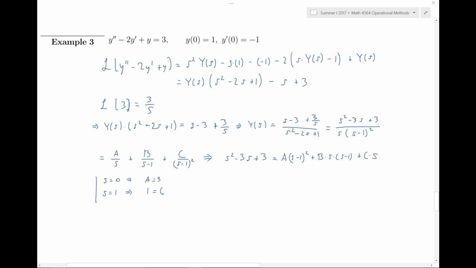And the last thing is to find b. And we can find b by plugging in something easy into s. So if we plug in s equals 2, then this will result in the equation 4 minus 6 plus 3, so it's going to be 1 equals a times 1 squared, so just a, plus b times 2, plus 2c. And since we already know a and c, we get that a is 3, c is 1, and b has to be minus 2.